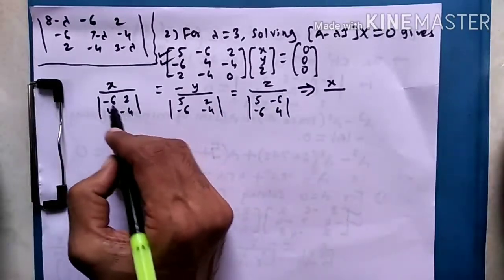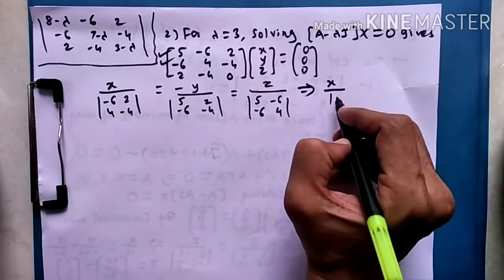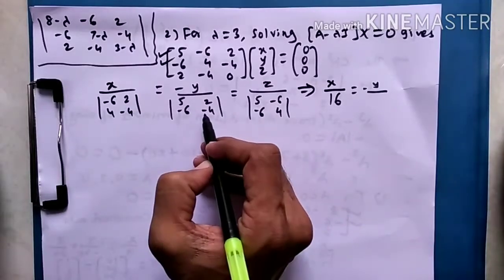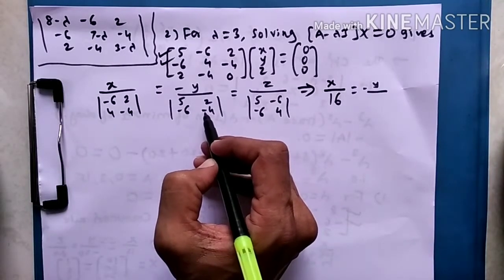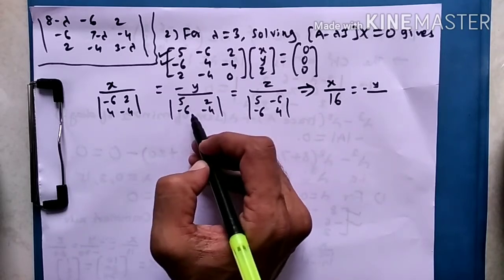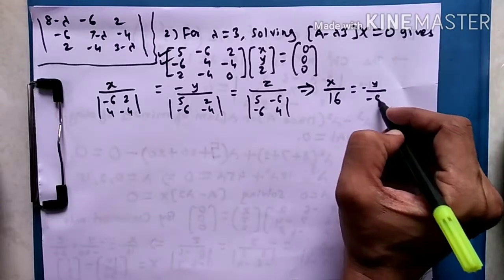you can see 6 into 4, 24 minus 8. So 24 minus 8 is 16. Then negative y will be 5 into minus 4 is minus 20, minus this value. This will be minus negative 12. So minus 20 plus 12 will give you minus 8.